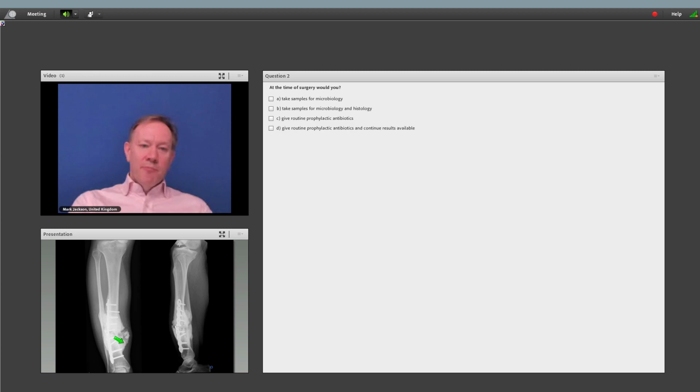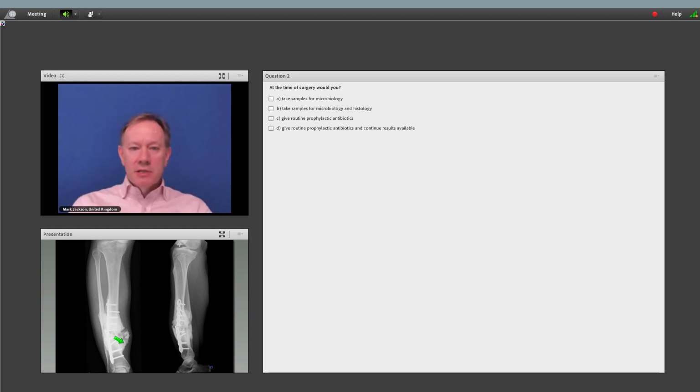So this guy's got implant failure, hasn't united, so we're going to operate. The question is whether you would, at the time of surgery, take samples for microbiology. Would you take samples for microbiology and histology? And coupled to that, would you give just prophylactic antibiotics at the time of surgery, or would you give those and then continue the broad spectrum antibiotics until the definitive culture results were available, which is probably going to be about 7 to 10 days if those are going to be a definite negative? I'll just give you a minute to poll here.